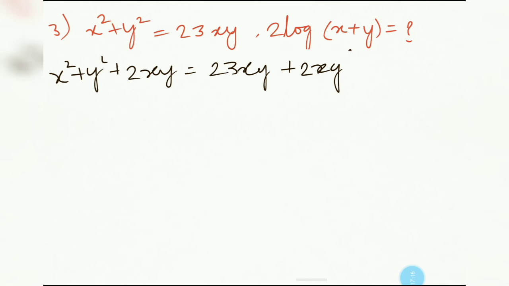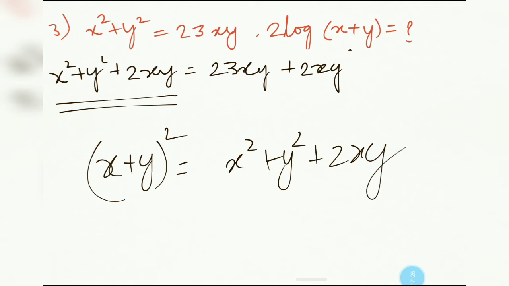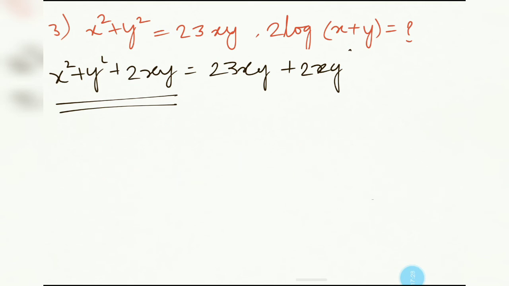Correct. Now this is in the form of x plus y whole square, because x plus y whole square is only x square plus y square plus 2xy. Correct. So I'm just going to write it as x plus y whole square.